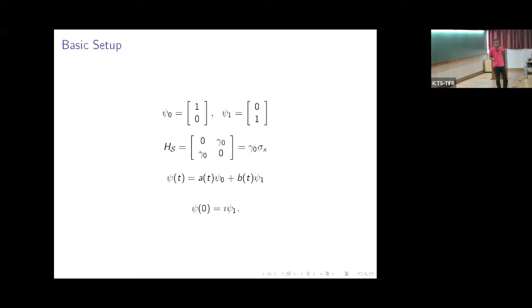It's a very simple two-state system in which the basic states are these, and we assume that the system evolves. This is the system Hamiltonian, which corresponds to a rotation about the x-axis. And at any given instance, the state of the system would in general be representable as a sum of these basis states. And we shall further assume that the system was initially.